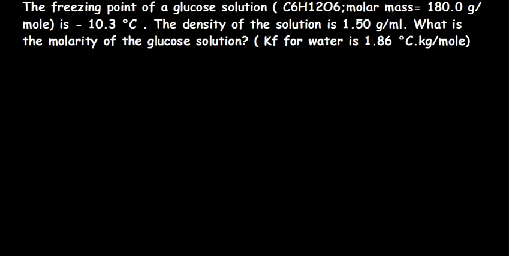Let's continue and look at a few more questions on the freezing point depression practice as a colligative property. So the freezing point of a glucose solution, the molar mass has been given for glucose, is given to be negative 10.3 degrees Celsius. Now the density of the solution is 1.50 grams per milliliter. What is the molality of the glucose solution?